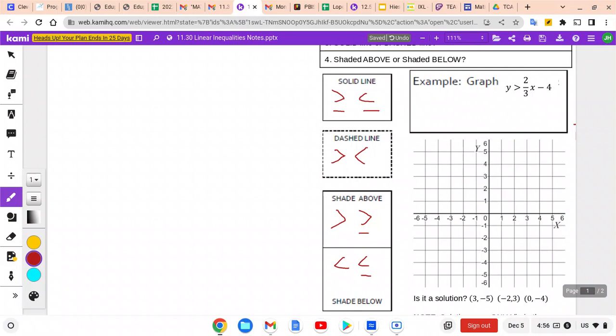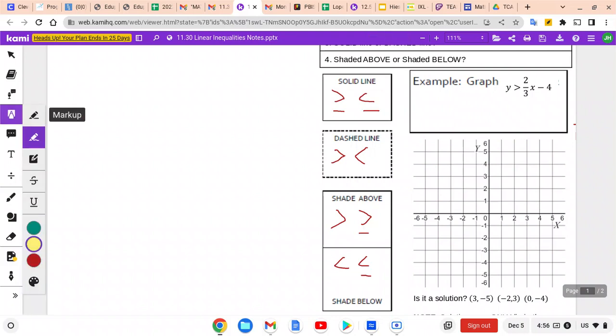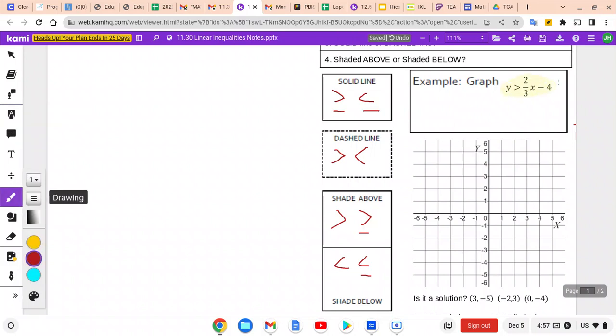So take a look at this example. y is greater than 2/3 x minus 4. So we remember that if y is by itself, the term next to x is the slope. So the slope is 2/3. And then the y-intercept is the term that's not attached to x, in this case, -4.